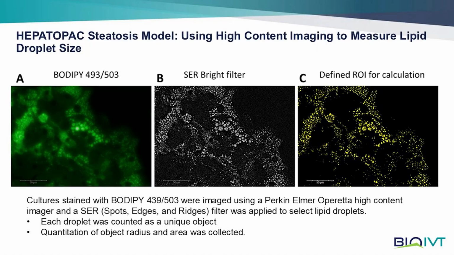Again, we use the high content imager to measure lipid droplet size. So we're a little bit higher resolution here compared to the other images. Looking at the Bodipy staining again on the right, we did have to apply basically a filter to better define those lipid droplets and define those as a region of interest for size calculation. Each and every droplet was counted as a unique object, and then we were able to quantify the radius and area of those objects.